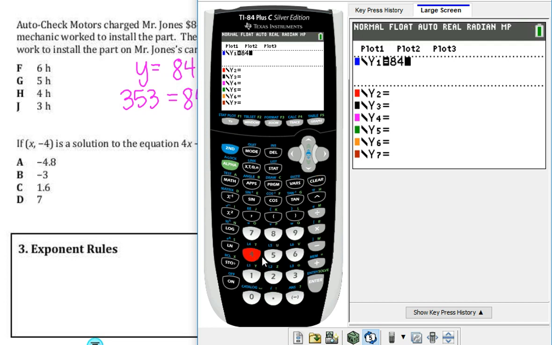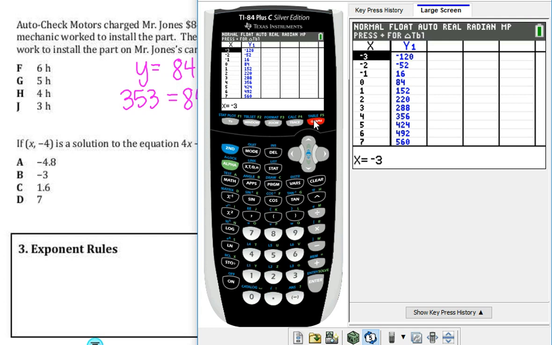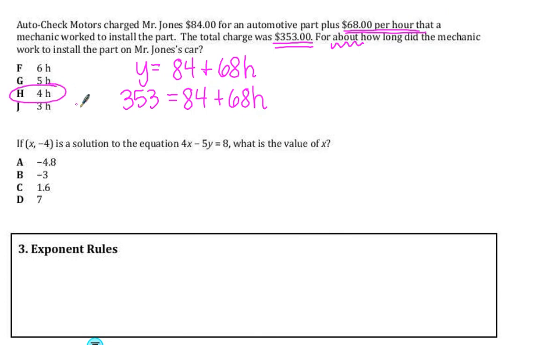So 84 plus 68X, and go look at our table. And about when is he going to be charged $353? Well, right here, after 4 hours, it shows $356. That would be about 4 hours. If you solve for H, I think you get H equals 3.95 or something like that. Again, about 4 hours.